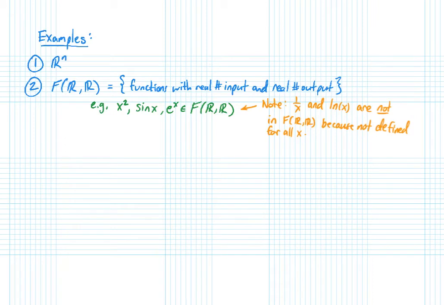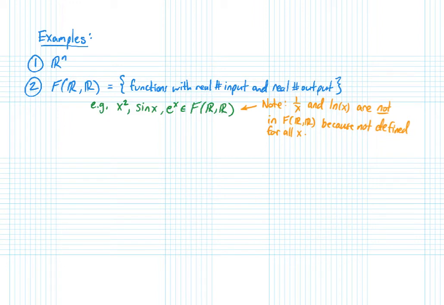But 1 over x and ln of x are not in F(R, R) because they're not defined for all x. So you might think that's weird because those are functions that you're used to studying, but the point is that you have to be very careful when you're defining a vector space about saying what is and what isn't in the vector space. And the definition of F(R, R) says that any real number should be a valid input for the function. And so that excludes 1 over x and ln of x. But there are other vector spaces that we could define that could include 1 over x and ln of x, and we'll talk about that in a second.